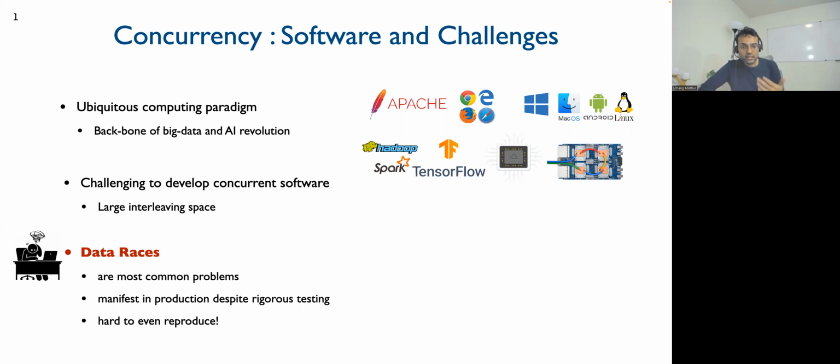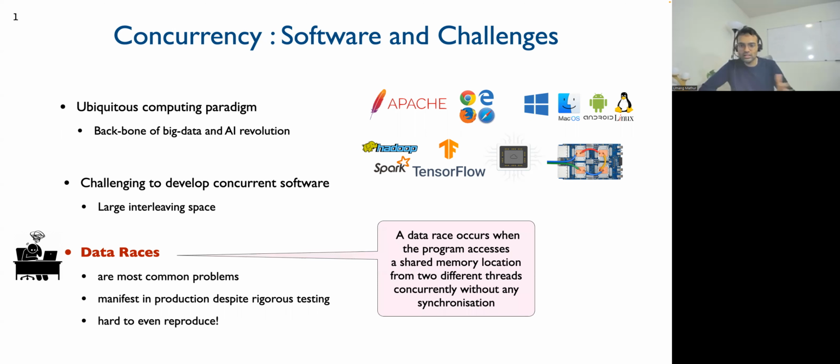Data races, in fact, are known to be the worst enemies of programmers. They're hard to detect, debug, or even reproduce. So just to set context, a data race occurs when the program accesses a common memory location, which is shared across all threads, by two different threads at the same time or concurrently, and there is no explicit synchronization between these two accesses. So that's what a data race is.